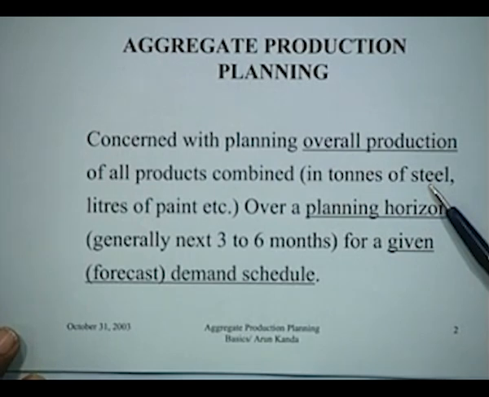If you talk about an automobile manufacturer, let us take the typical example of Maruti Udyog, for instance. The company produces different types of cars. It produces a Maruti 800, it produces a Zen, it produces a van, it produces a Gypsy, it produces a Versa, and so on. It produces different types of cars, and the demand of these cars will be different over the planning horizon of the next 1 year.